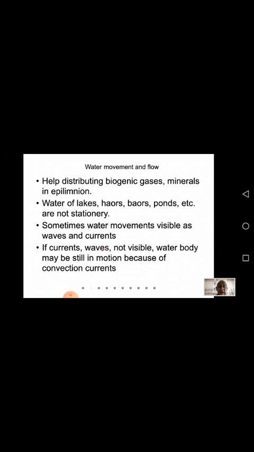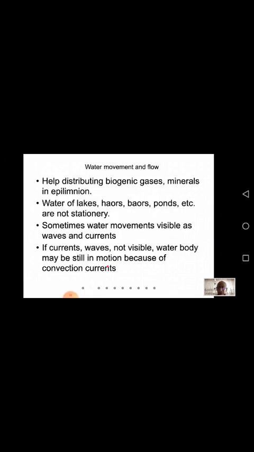The fact is, even when still, the water could move because of convection current. And you know that the water must absorb heat, and these differences of heat absorption at different places would create a convection current.